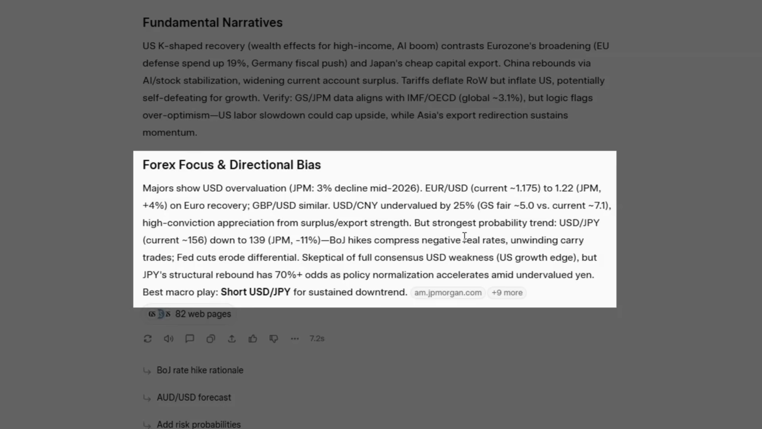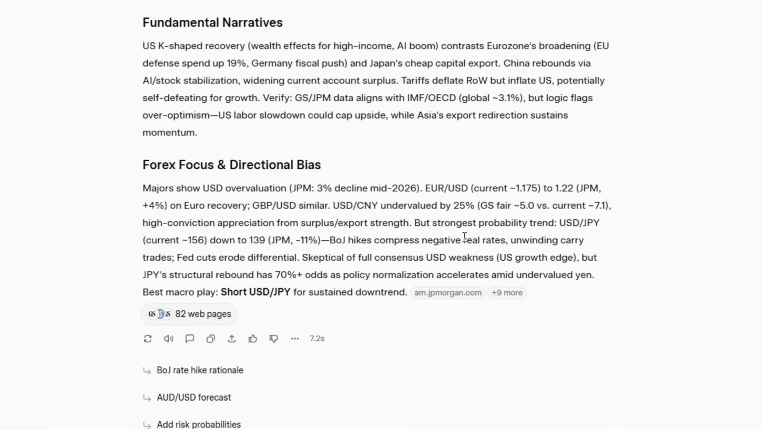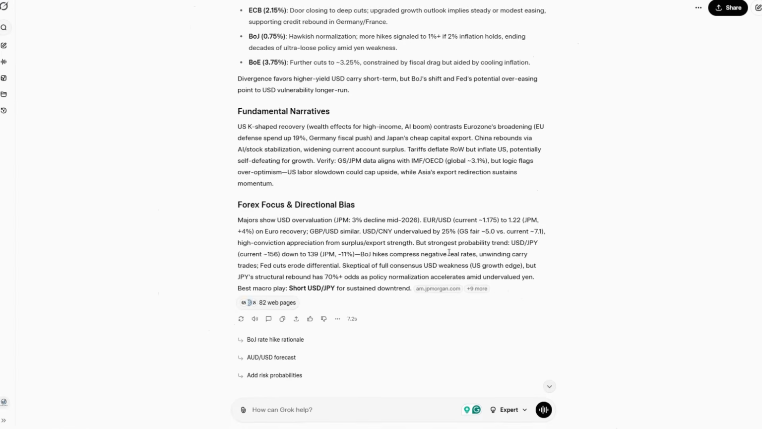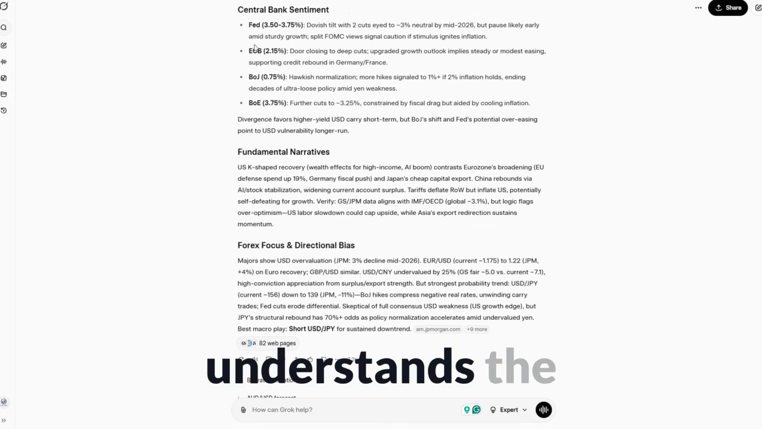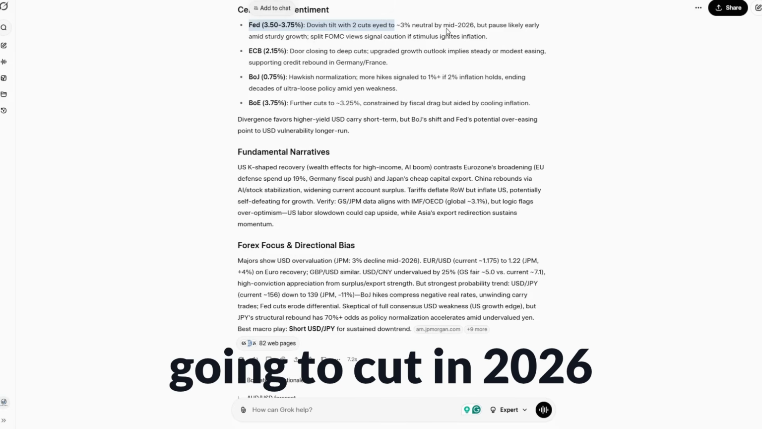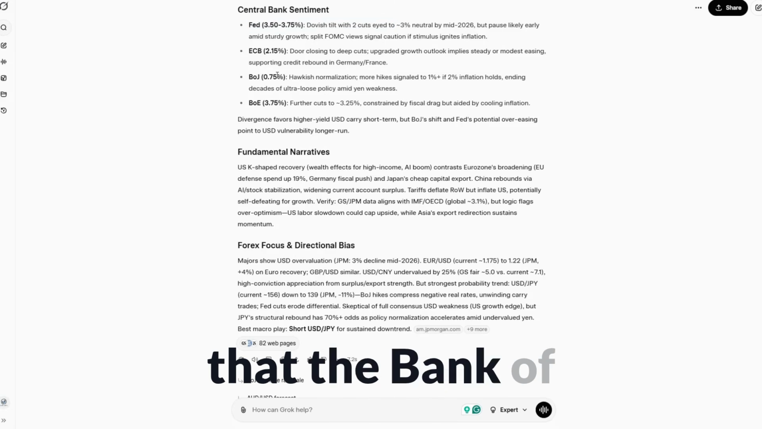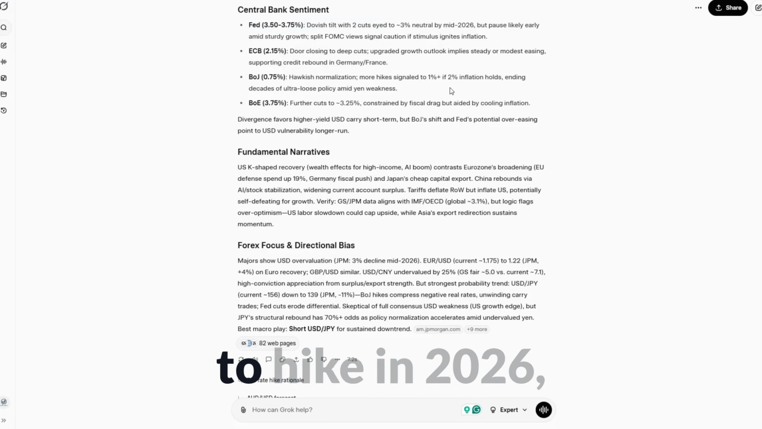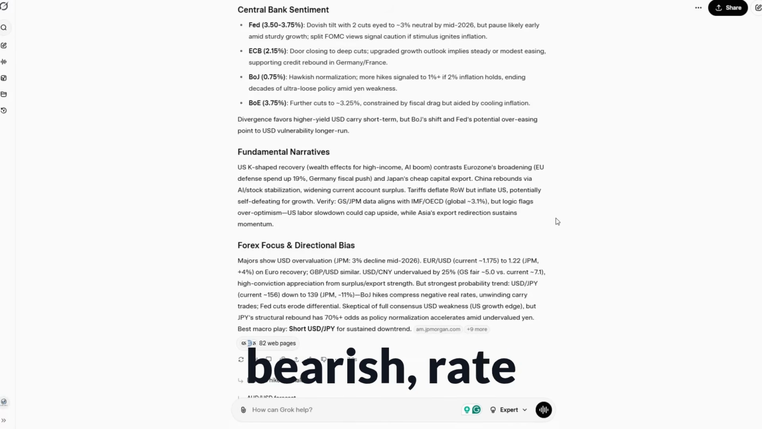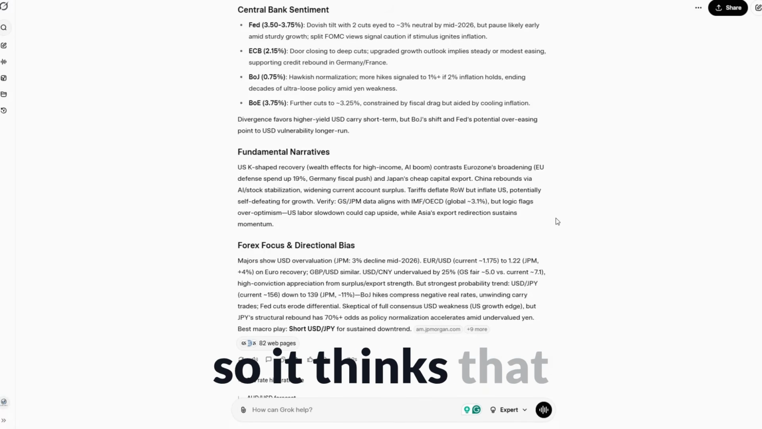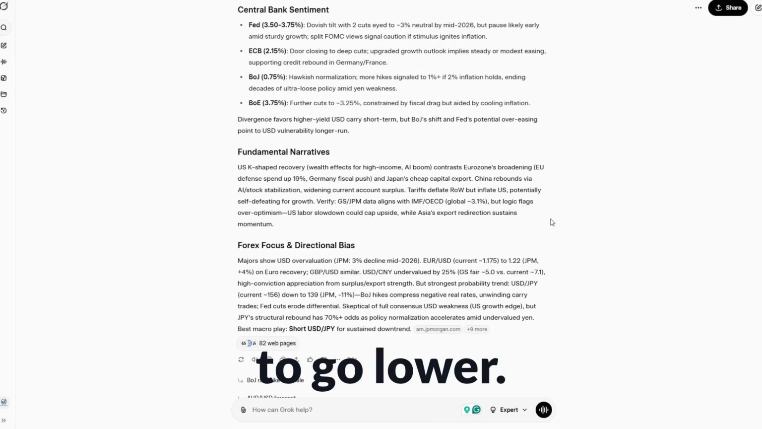Now, this is the idea that the artificial intelligence is giving us from its research. It's thinking quite fundamentally here. It understands the Federal Reserve is going to cut in 2026, and that the Bank of Japan is going to hike in 2026. It understands rate cuts are bearish, rate hikes are bullish, so it thinks that USD/JPY is going to go lower. This makes absolute sense.